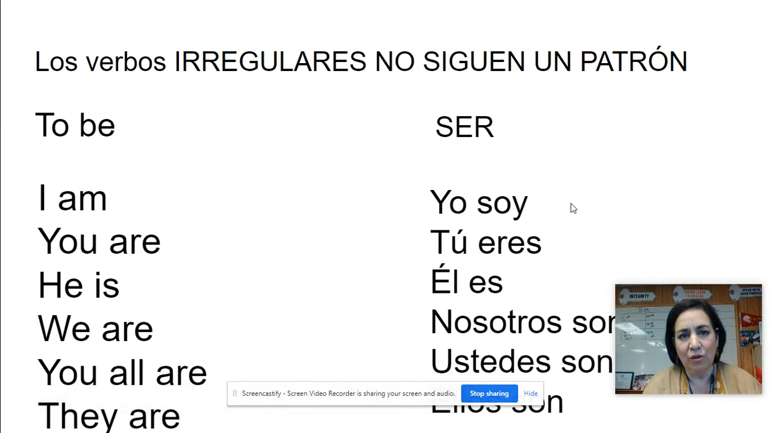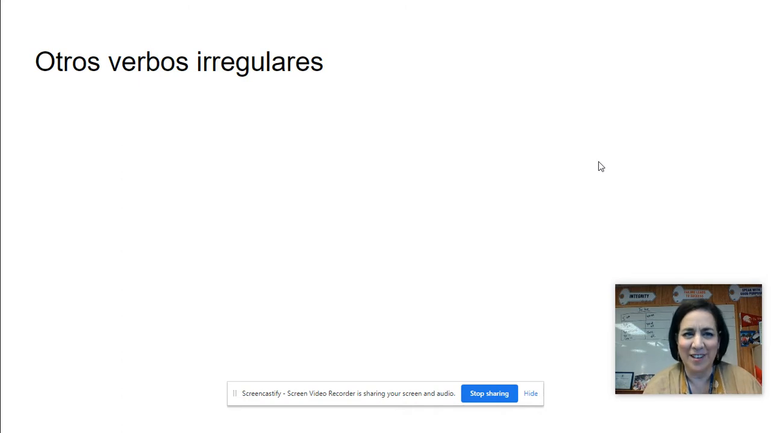And as I said before, irregular verbs are verbs that we need to memorize. We need to learn how to say them. They do not follow a pattern. We have to memorize them. The good news is that there are just some irregular verbs. Most of the verbs are regular. They follow a pattern, so we don't have any trouble learning that pattern.